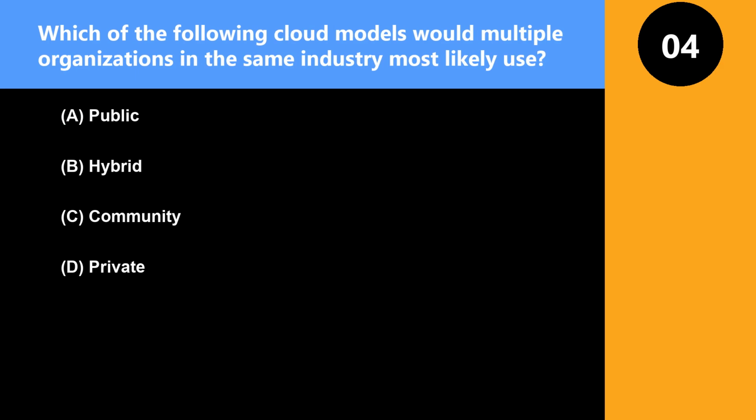Question 4. Which of the following cloud models would multiple organizations in the same industry most likely use? Option A. Public. Option B. Hybrid. Option C. Community. Option D. Private. The correct answer is option C, community.